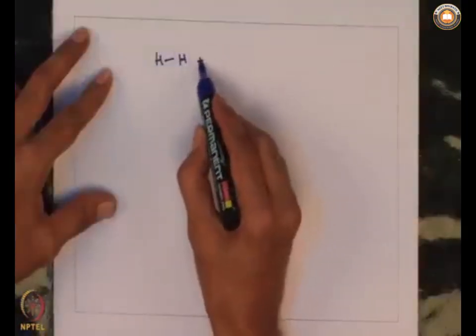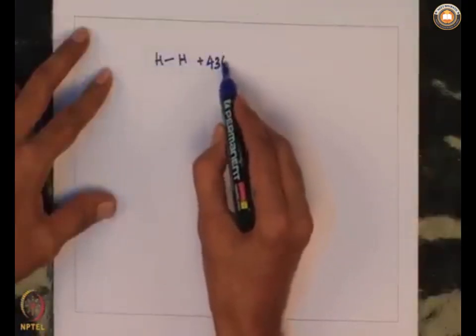If you look into the hydrogen-hydrogen bond dissociation energy, which is the highest for any two atoms having a single bond, that means it is totally unreactive at room temperature, and the hydrogen-hydrogen bond dissociation energy is plus 436 kilojoules per mole.